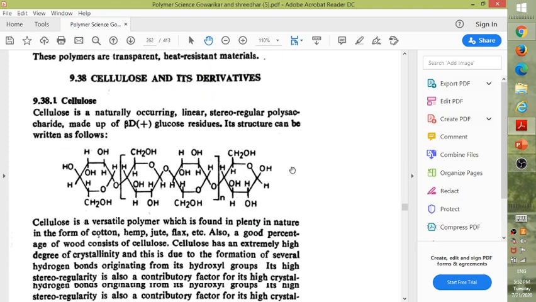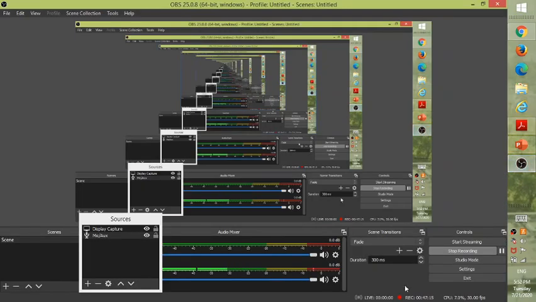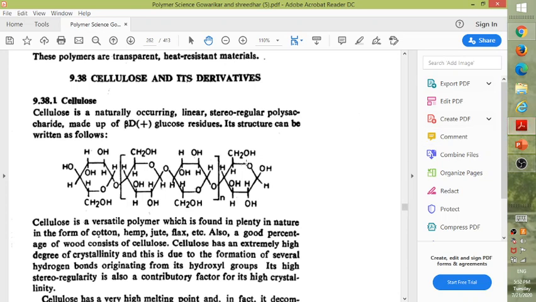So cellulose and its derivatives, and the structure is very important. You have to remember the structure because this carries marks. Unit number 3, and be attentive. The best part about online lectures is you can really pause and listen again and again.